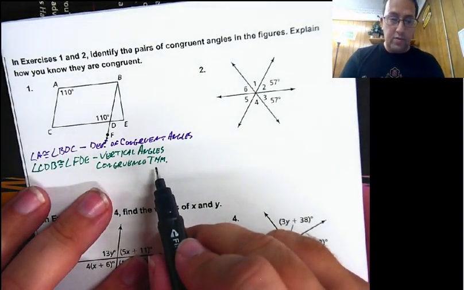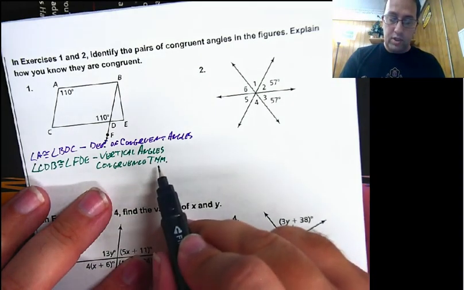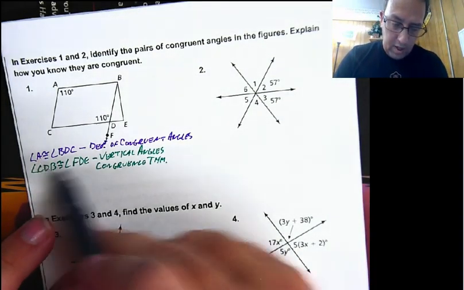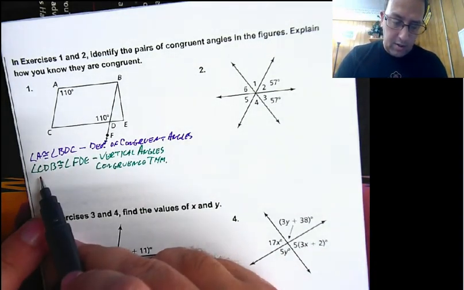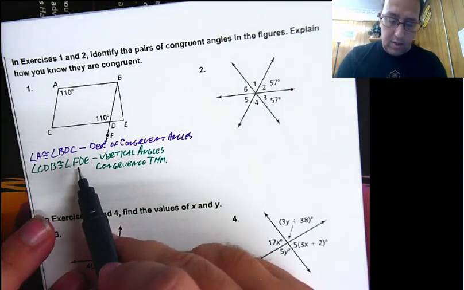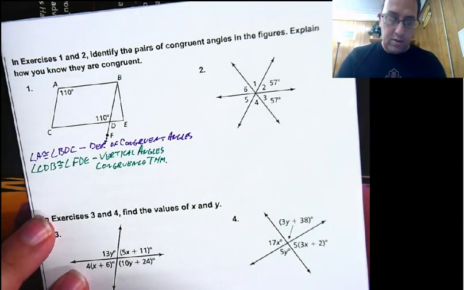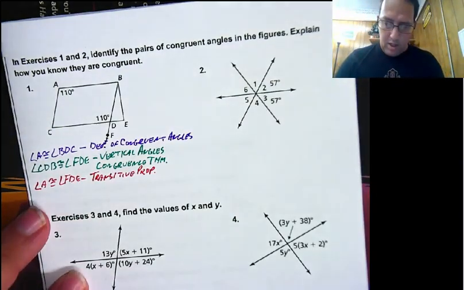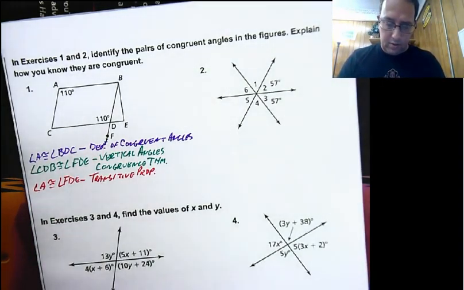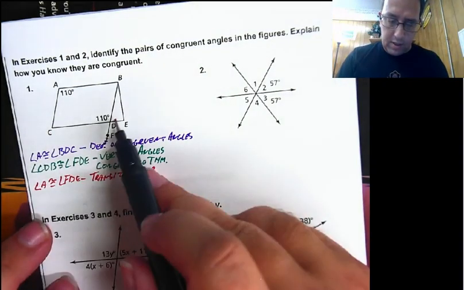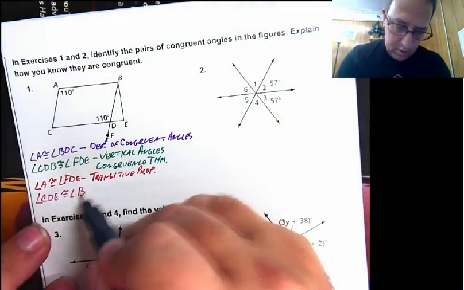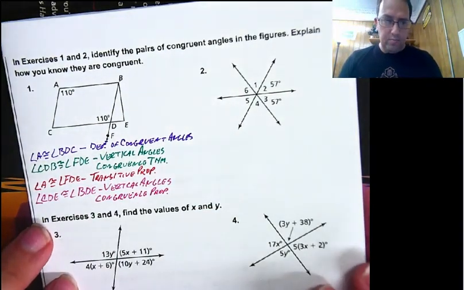And this is how you can abbreviate theorem. So the vertical angles congruence theorem, that's how you abbreviate theorem. And let's see, what else? Well, if angle A is congruent to angle BDC and angle BDC is congruent to angle FDE, then angle A is congruent to angle FDE because of the transitive property. And let's see here, do we have anything else? Yes, we do. We have some more vertical angles, don't we? Right here, angle CDE and angle BDE are vertical angles. All right, so there's that.